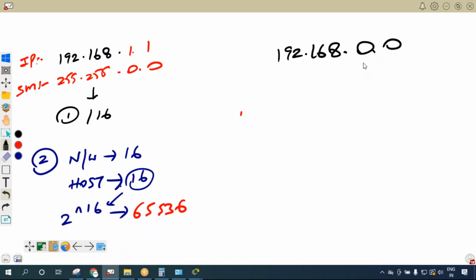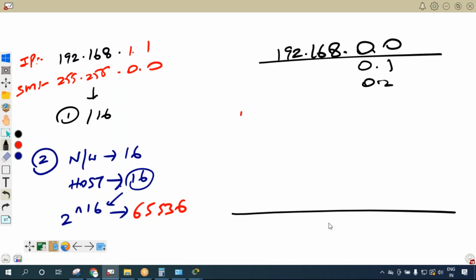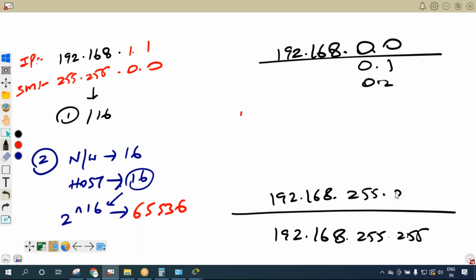192.168.0.0, 0.1, 0.2, it will go on. 0.0 will be the network, and the last IP address, even I cannot put down. 192.168.255.255 will be the broadcast, and the last usable IP will be 255.254. The first usable IP will be 192.168.0.1, and this will be the network IP, and this will be the broadcast IP. From 0.0 to 255.255 it will go.